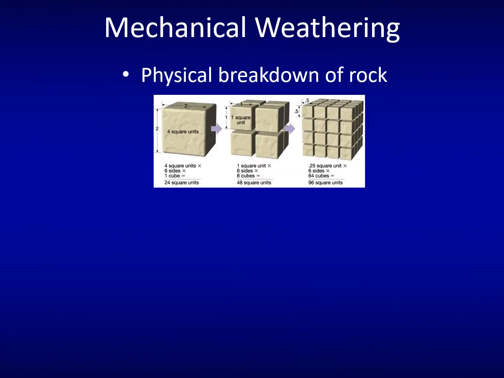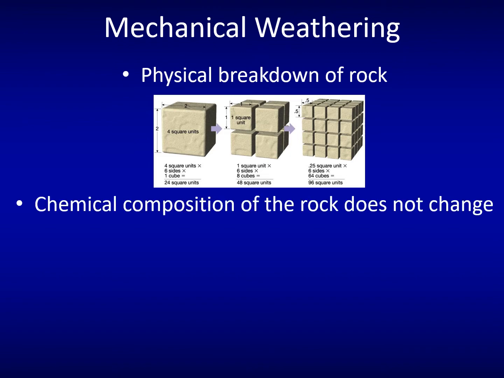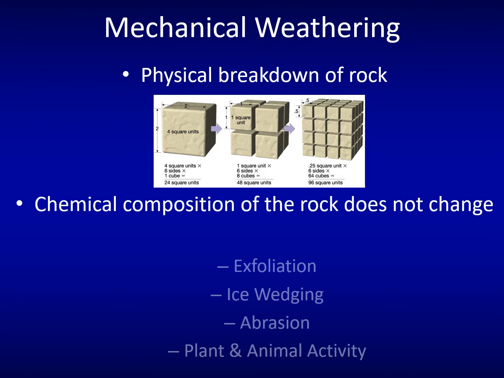Mechanical weathering is a physical breakdown of rocks. The chemical composition of the rock doesn't change, but it just breaks into smaller and smaller pieces, and the more pieces you have, the easier it breaks down. Types of mechanical weathering include exfoliation, ice wedging, abrasion, and plant and animal activity.